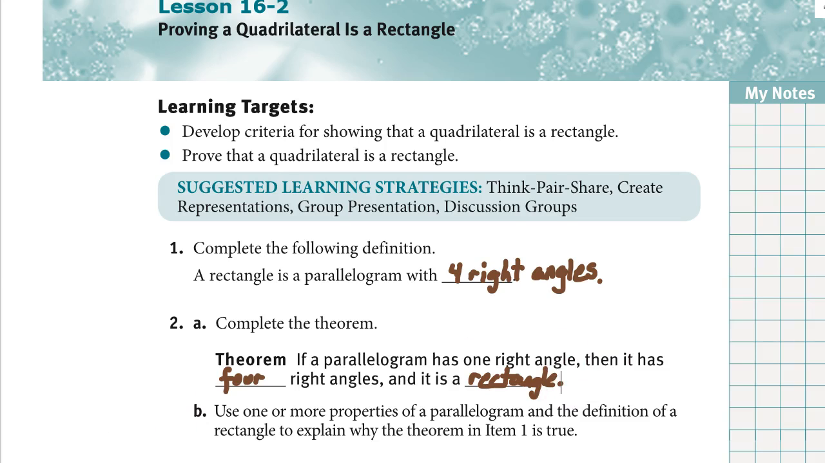This theorem is a criteria to determine if a 4-sided shape is a rectangle. We would look to see if we know it's a parallelogram and if we know it has at least 1 right angle. And if it qualifies, then we know for sure that it's a rectangle.